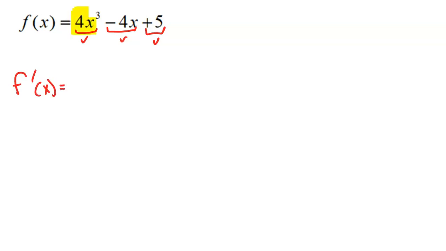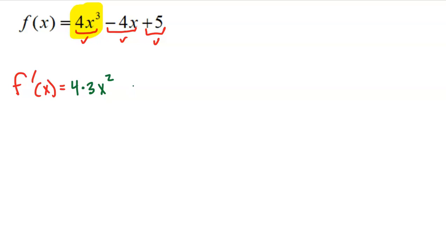All right, the first term is 4x cubed. I'm going to need that power function. 4 is a constant multiplier that just multiplies out in front, just kind of stays there. 3 falls down from the power rule as my new coefficient. X to the second power. 3 minus 1 is 2. All right, we'll clean that up in 1 second.